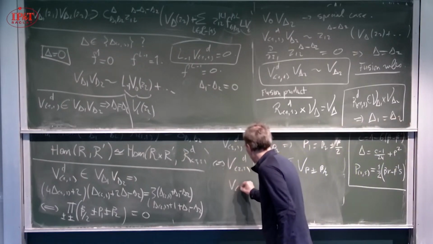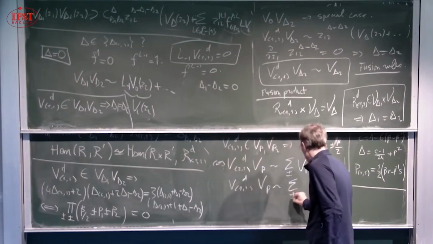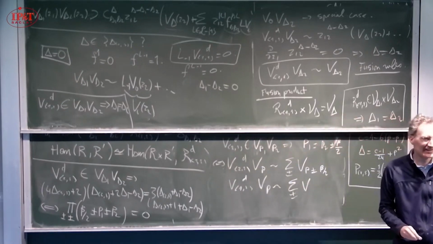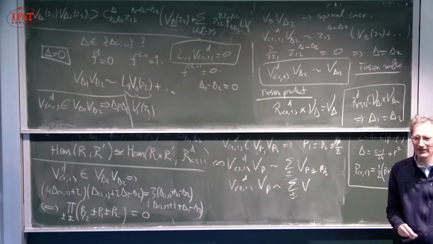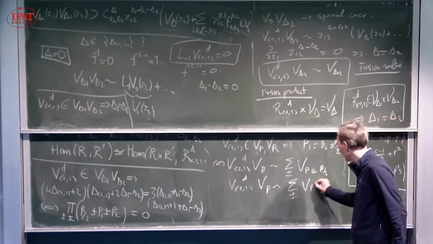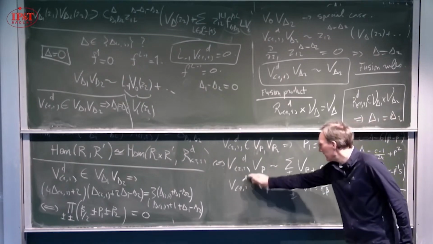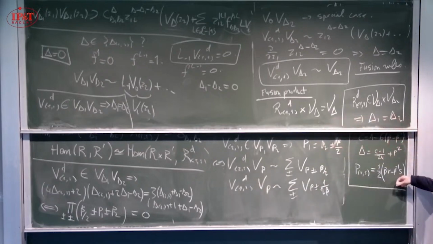If you had done it for V1, 2, you would have found what? Anyone has an idea? Yeah, one of the beta. These two fields are related by inverting beta, as you can see more or less in this formula as well.